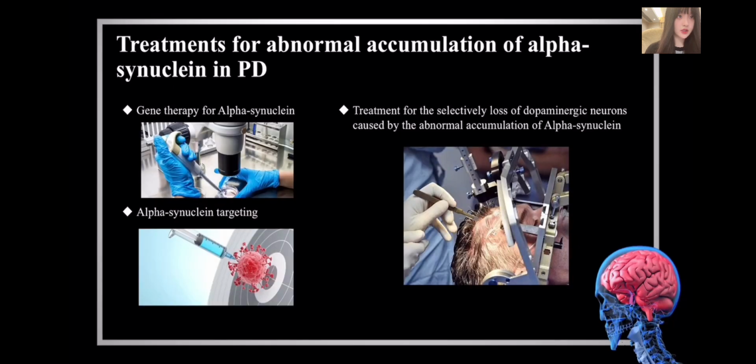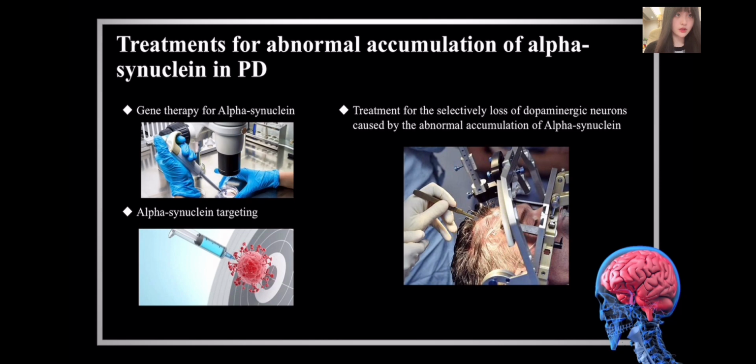Now let's move to the section about the treatment for abnormal accumulation of alpha-synuclein. Currently, most treatments for the pathogenesis of Parkinson's disease are still in the process of development. For example, there are no effective ways to prevent the occurrence of hereditary Parkinson's disease and gene mutations that trigger the abnormal accumulation of alpha-synuclein.